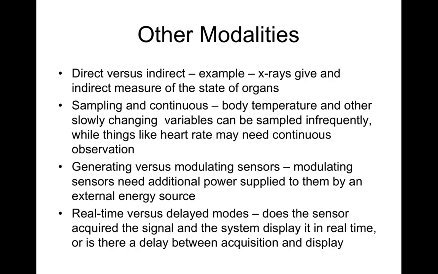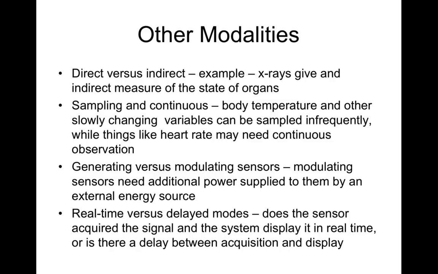So there are different modalities of measuring, and we can sort of compare and contrast these. There are direct versus indirect. So, for example, X-rays will give an indirect measure of the state of the organs. You're not actually touching or viewing the organs. You're using a radiative method to look at input and output of that radiation and determine what's in between.